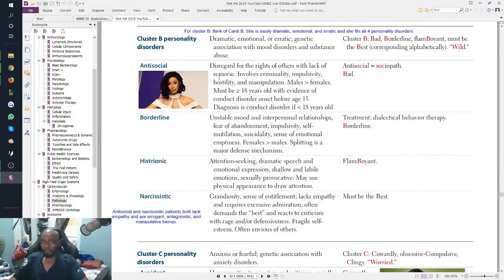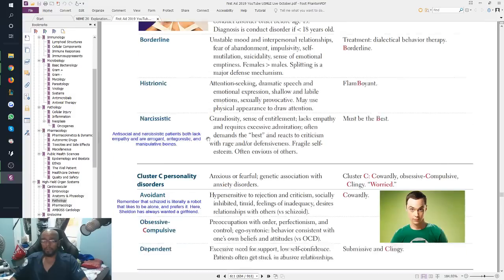Cluster B was Cardi B. So all the Cardi B stuff: antisocial, borderline, histrionic, narcissistic. She might not actually be any of these things, but you just got to attach that to her and remember it, right? So dramatic, emotional, erratic, mood disorders, substance abuse. These are all things that a lot of big time celebrities do. So it's okay to use her to remember cluster B.